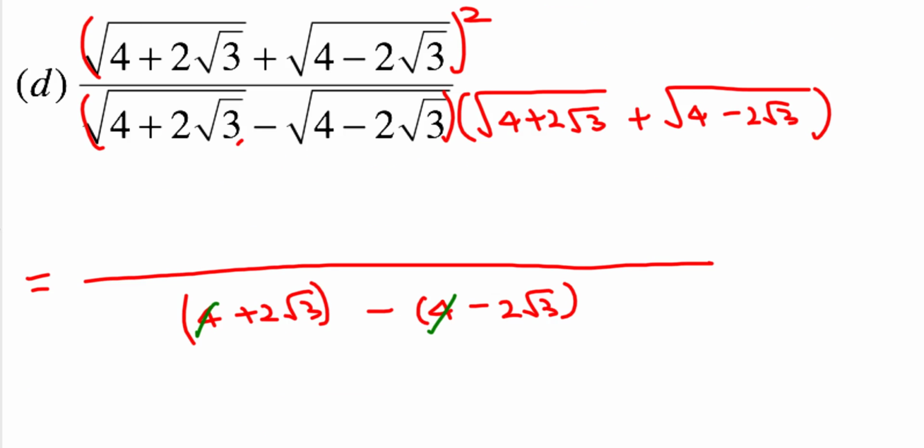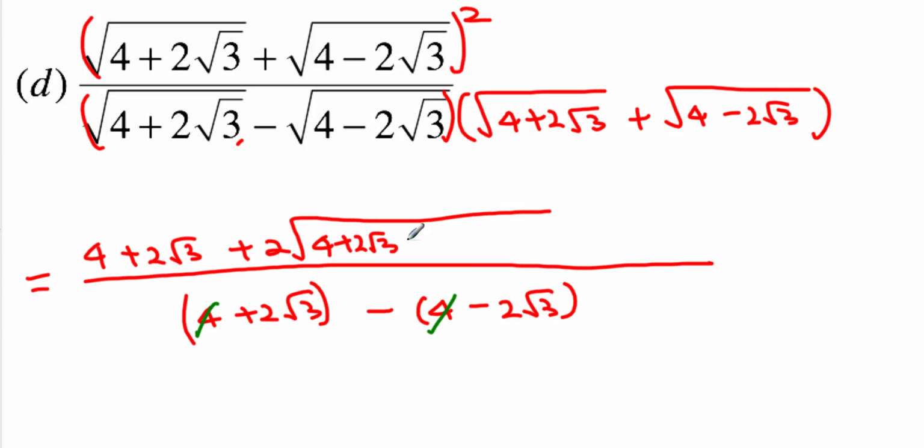Let's look at the numerator here. When I square this one, I get the square of this one, which is 4 plus 2 radical 3, plus 2 times the product between those two, 4 plus 2 radical 3 times this one, which is 4 minus 2 radical 3, but those are conjugates of each other. And plus the square of this expression, 4 minus 2 radical 3. Then interestingly, you see that 2 radical 3 cancels out here, and 4 plus 4 becomes 8.